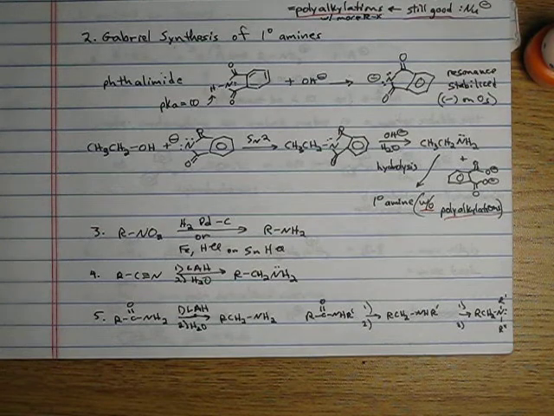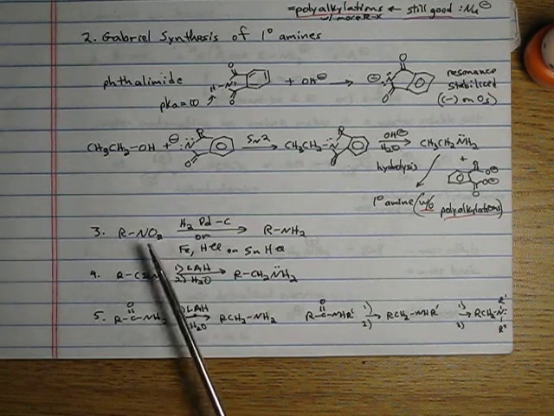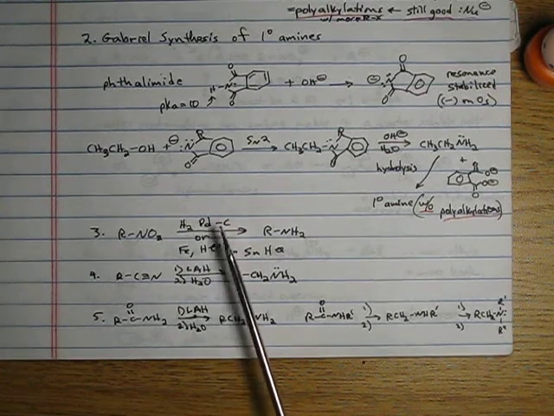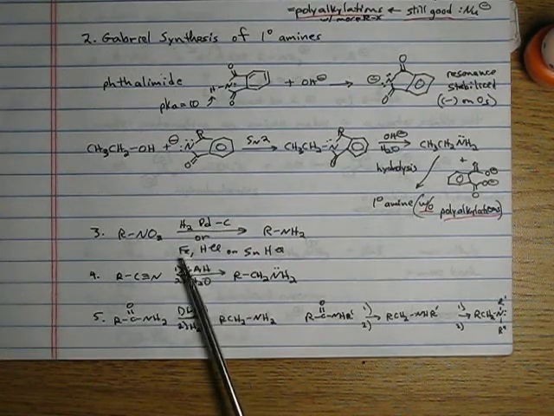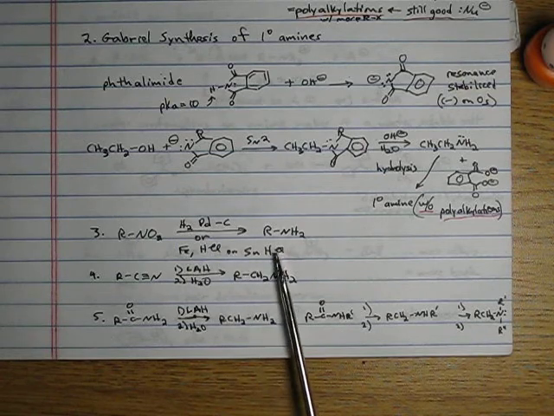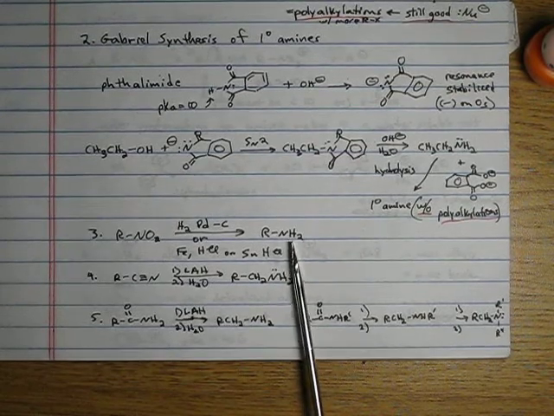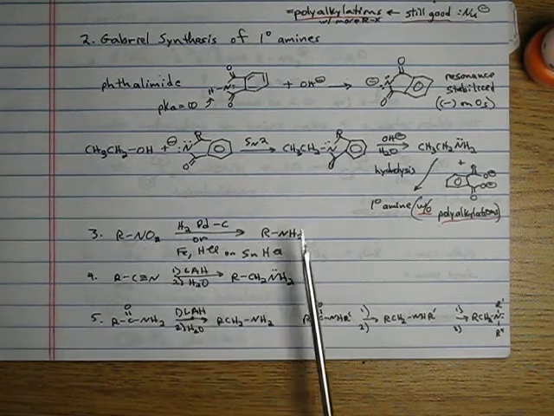And here's some other stuff we know, so it's review. If you've got a nitro group, H2 palladium on carbon, or you could use H2 with iron and HCl, or H2 with tin and HCl, that will reduce a nitro group to NH2, reduce a nitro group to an amine.